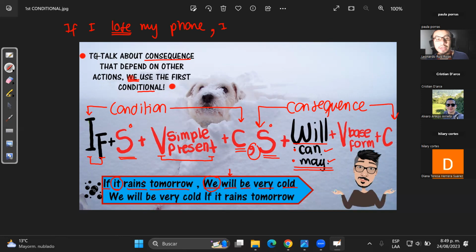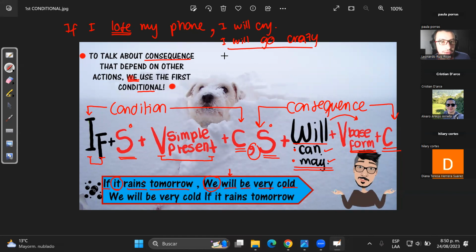So, for example, if I lose my phone, I will. And after the modal, what goes? Remember that after the modal there is always a verb in the infinitive, the basic form. So, if I lose my phone, I will cry. If I lose my phone, I will cry all night. Very good. That is already part of the complement: all night, or in my house. For example, if I lose my phone, I will go crazy, as Christian said.